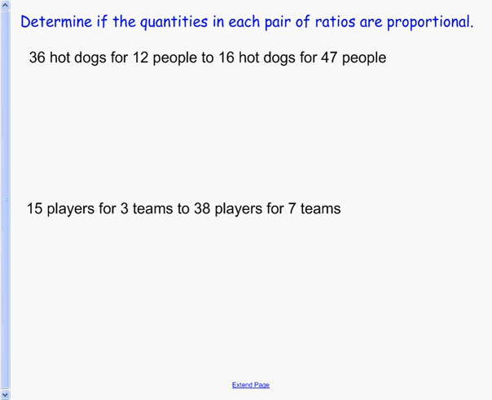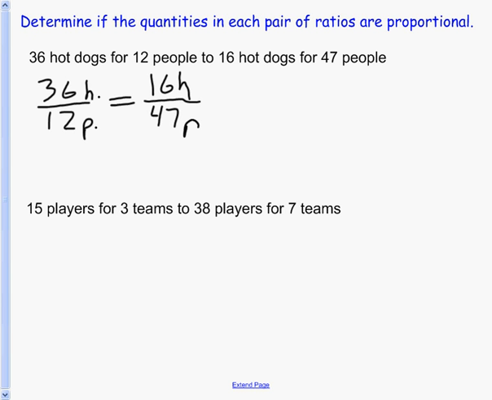Determine if the quantities in each pair are proportional. So we have 36 hot dogs for 12 people. We'll write P on the bottom for people. We'll write H on the top for hot dogs. We're going to see if this is equivalent to 16 hot dogs for 47 people. Now, just looking at this right now, I can tell you it is not equivalent because in the first example we have more hot dogs than people. In the second example we have more people than hot dogs.